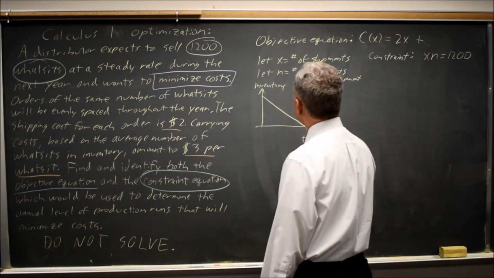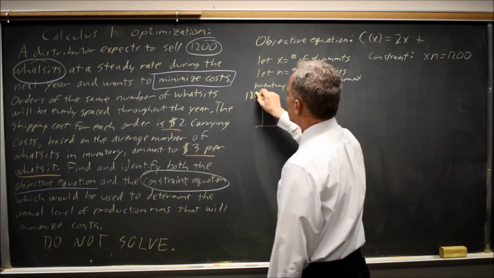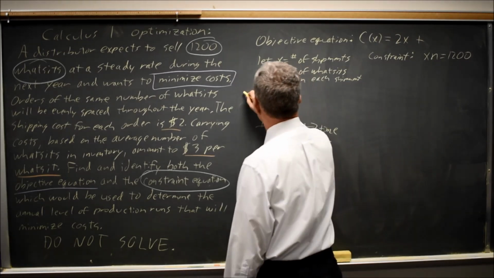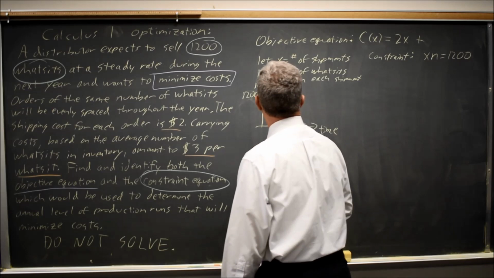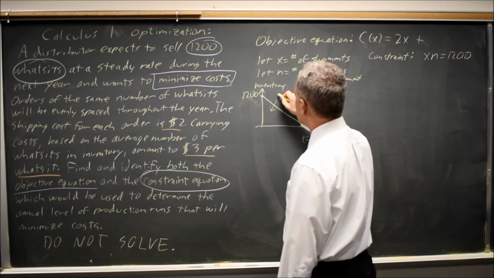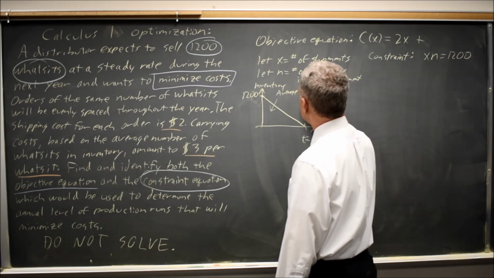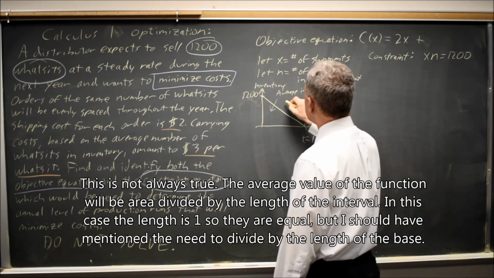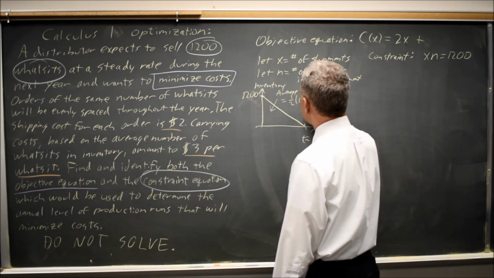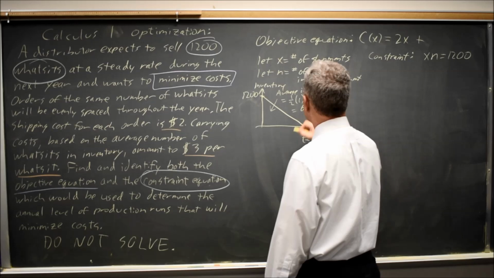If I only have one shipment, I start at 1,200, all 1,200 whatsits. I should write legibly. I start with 1,200 whatsits. At the end of 1 year, I have 0. And my average inventory is going to be the area. And the area of this triangle is 1/2 the base, which is 1 year, times the height, which is 1,200 whatsits. So the average inventory is 600.